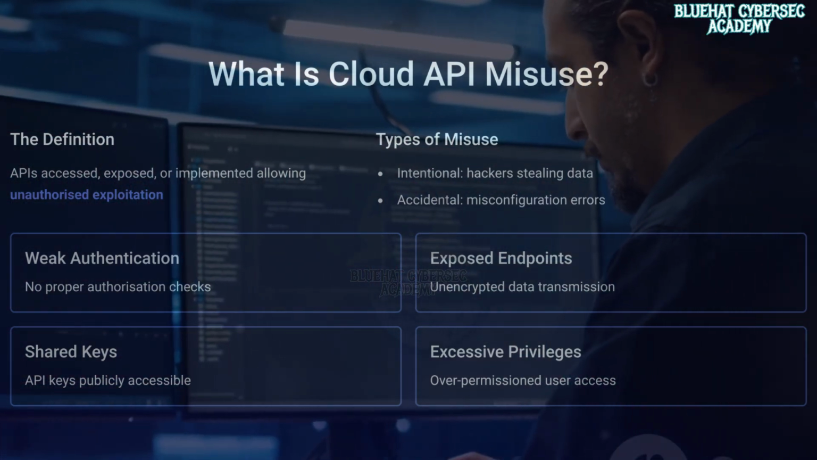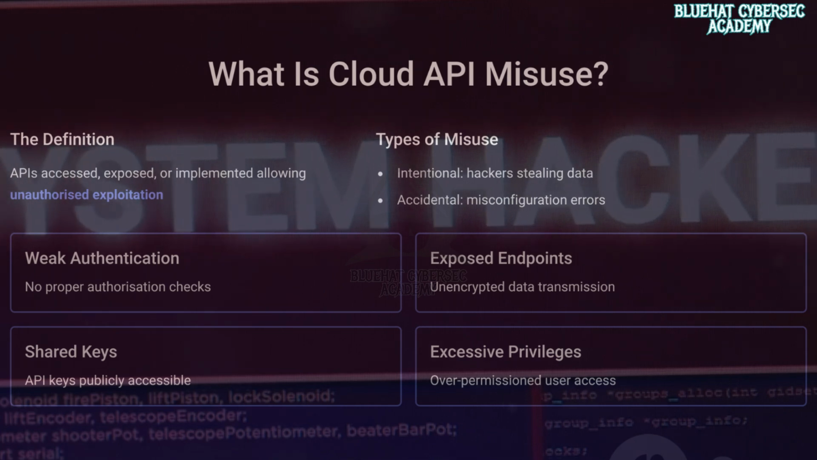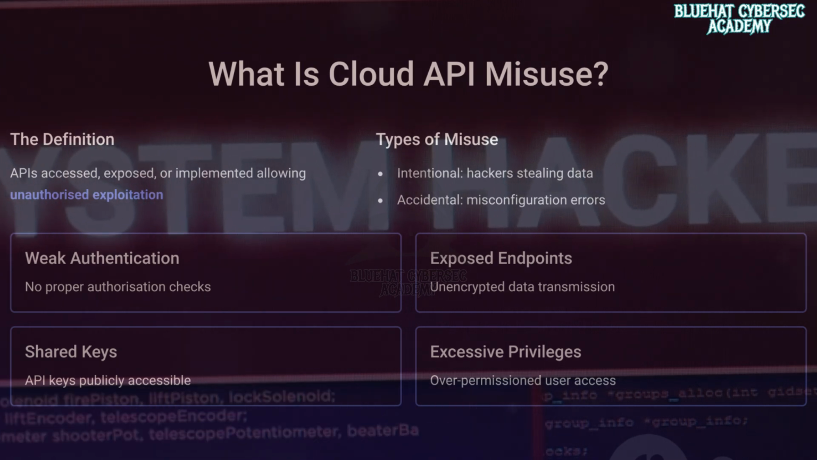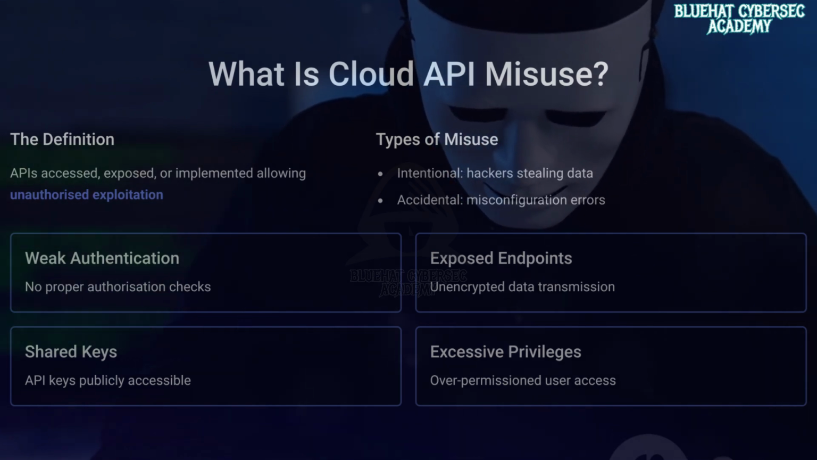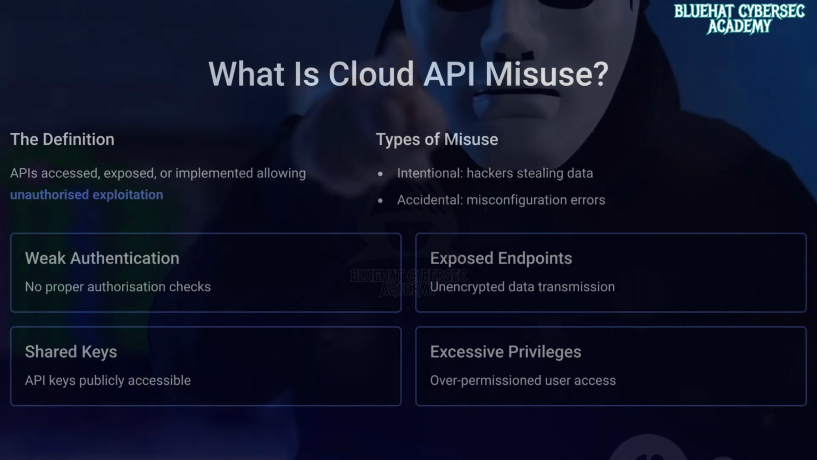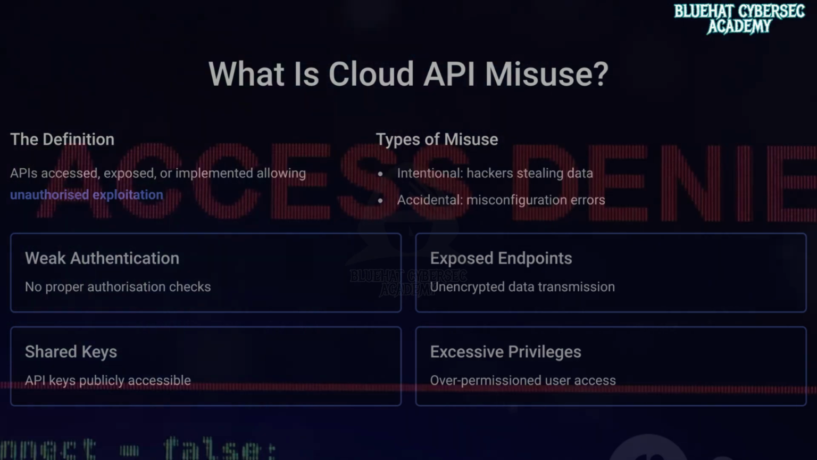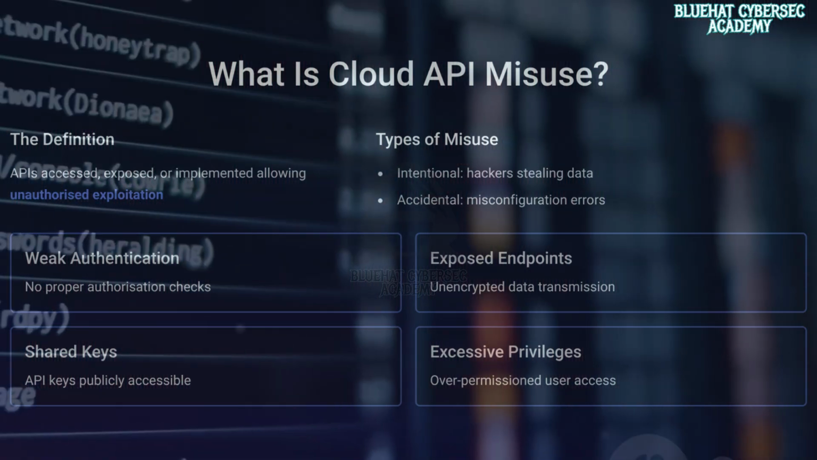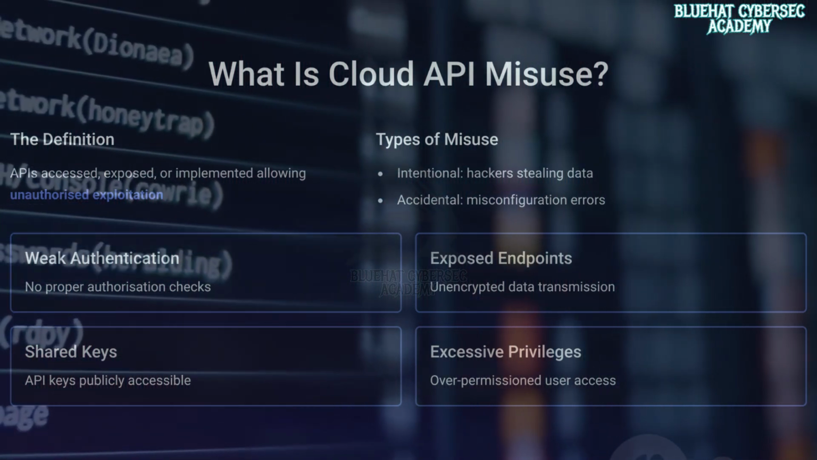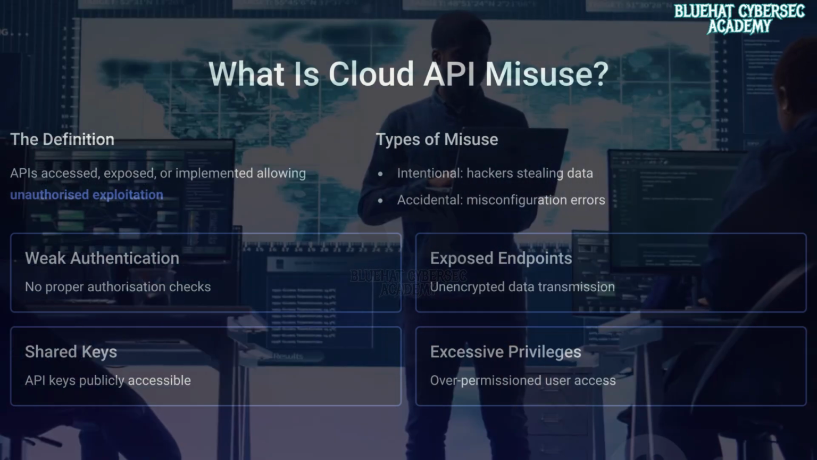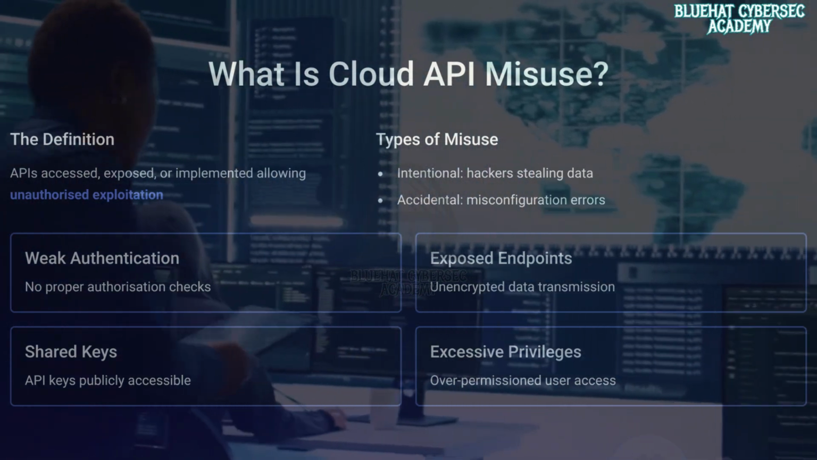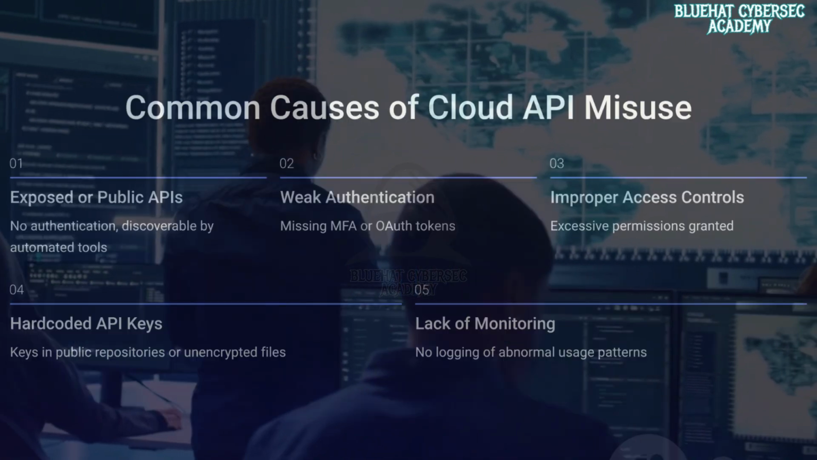So, what does cloud API misuse actually mean? In simple terms, cloud API misuse happens when APIs are accessed, exposed, or implemented in a way that allows unauthorized users to exploit them. This misuse can be intentional, like when hackers try to steal data, or accidental, such as through misconfiguration. Some common examples include using APIs without proper authentication or authorization, exposing sensitive data through unencrypted endpoints, sharing API keys publicly, or granting excessive privileges to users. In other words, any lapse in configuration, security, or monitoring can lead to API misuse.